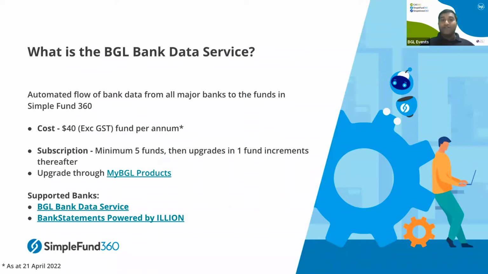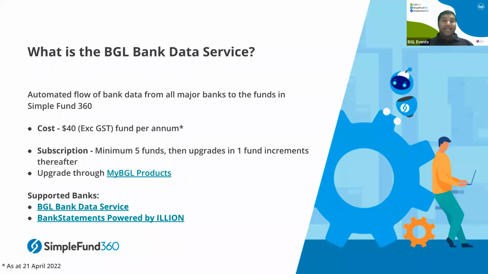Let's say, for example, you have 45 funds that you administer and process the SMSFs for, and maybe 30 of them have a lot of transactions that you want to receive bank feeds for, or the clients want you to have that daily processing. You can set up 30 funds on the BGL Bank Data Service and pick and choose which 30, but still have the remaining 15 funds in your license. So this is a very flexible model where you are able to pick and choose which funds are set up for the BGL Bank Data Service.